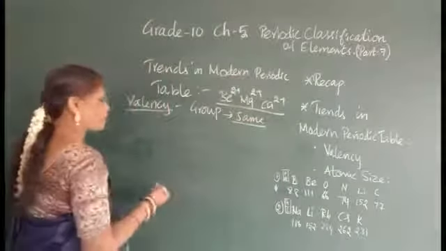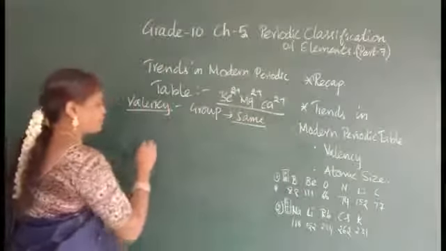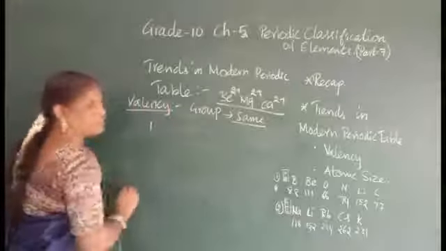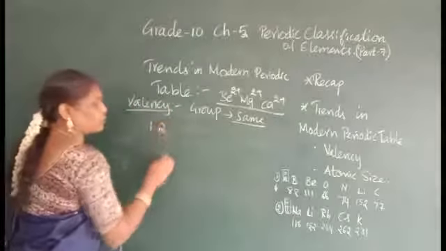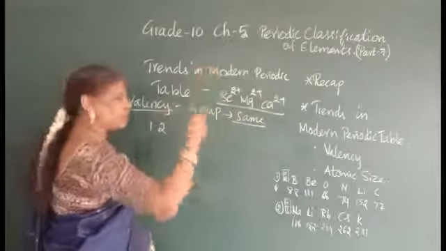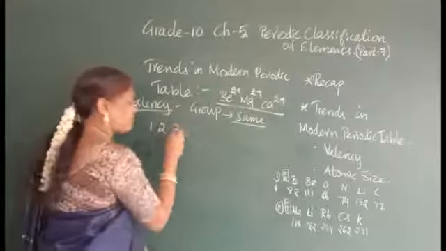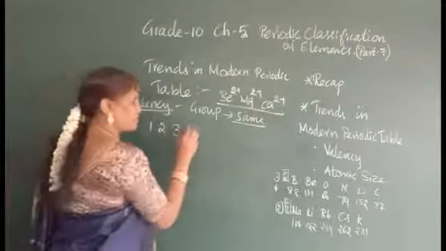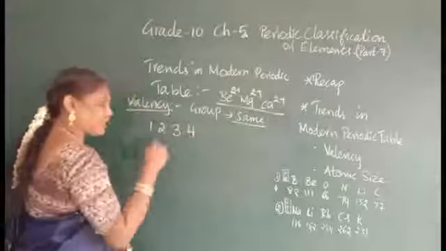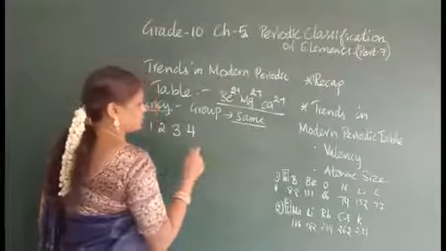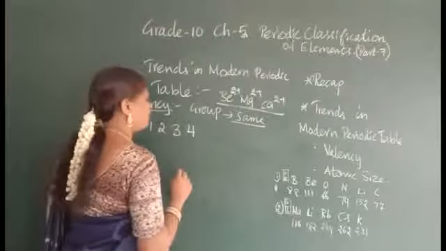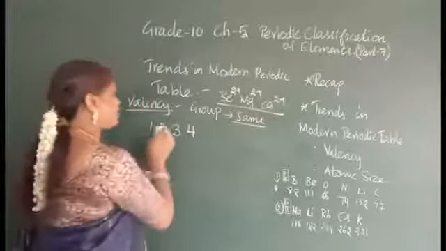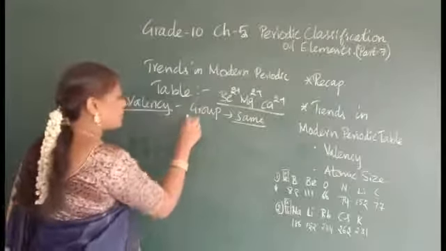But what happens to the valency? First group, it will be 1. Second group, it will be 2. Third group, the 13th group, you can see the valency will be 3. Next it will be 4. And again, if you see, it will reduce. That we will see in the period. So the valency will be the same in a group.